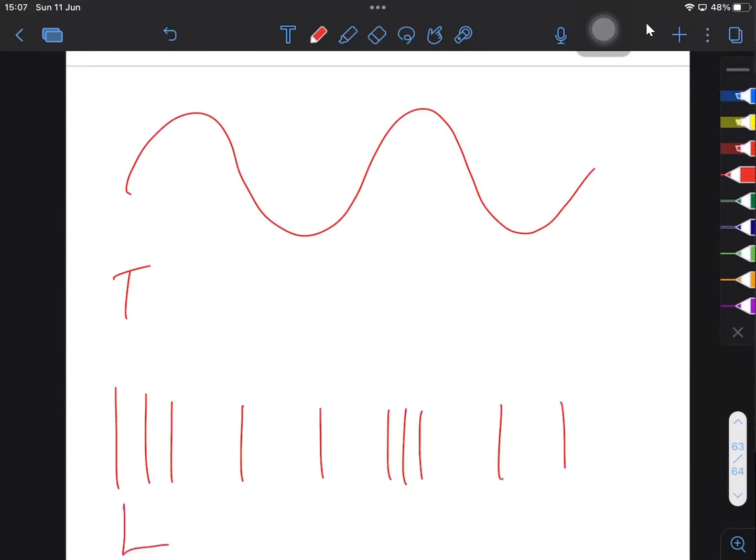Something like this, longitudinal wave. Let's talk about the definition first. How do we define a transverse wave again? The vibration is perpendicular to the direction of wave travel, otherwise known as propagation.